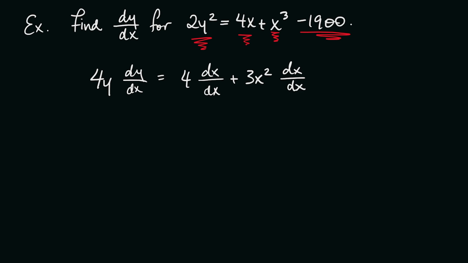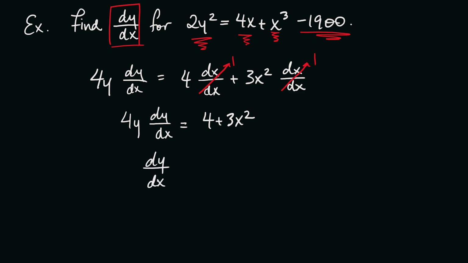Now, we can simplify this equation a little bit more, right? So this dx, gone. This other dx is also gone, right? So now, once we rewrite this equation, it'll look like this. 4y dy over dx is equal to 4 plus 3x squared. And in this case, we want to find what is dy over dx, right? So now we're gonna divide by 4y so that we can isolate the dy over dx. And your final answer comes out to 4 plus 3x squared over 4y.